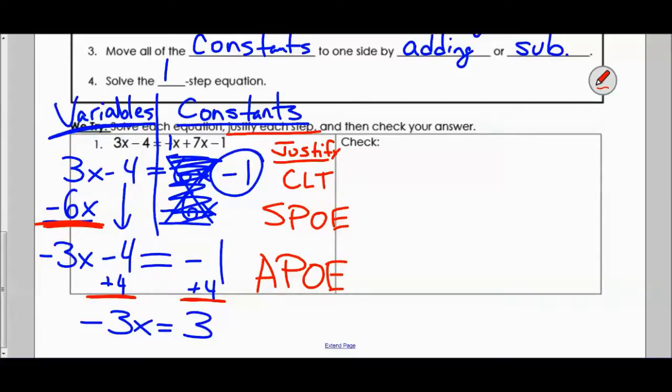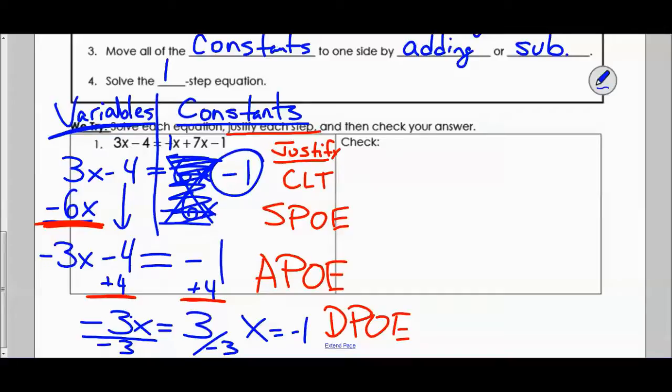Now my last step, this is the one-step equation that I was talking about before. We have multiplication. We're going to undo that with division. Divide by negative 3 on both sides. So x equals negative 1. And we divided on both sides, so that's DPOE. Again, that's the division property of equality. Anytime you do something on both sides, it's got to be one of those PO properties. It's property of equality. It's just saying you're doing that to both sides of the equation.